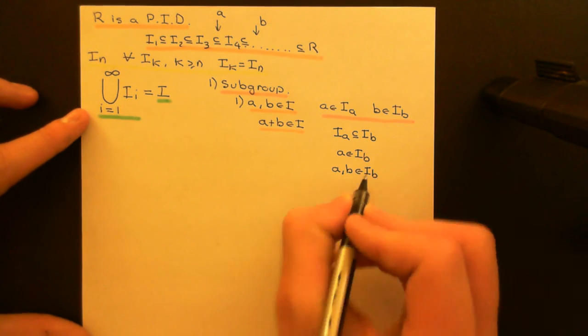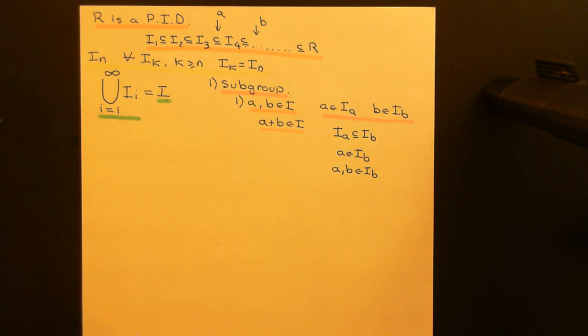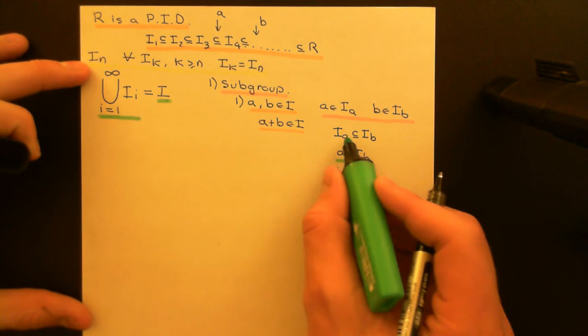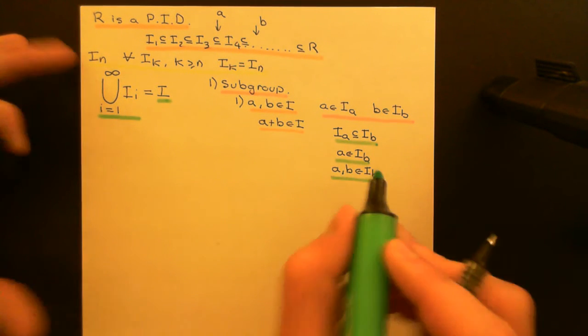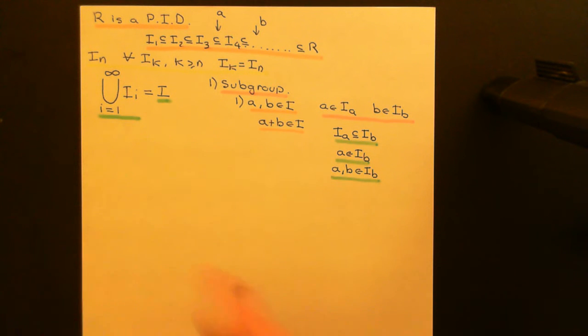Now because the ideal containing B here, I_B, is an ideal, then it will be an additive subgroup, so A plus B will be in there, and therefore when we union them all together, A plus B will end up in our final subset capital I. So there's your proof that A plus B will have to be in there.